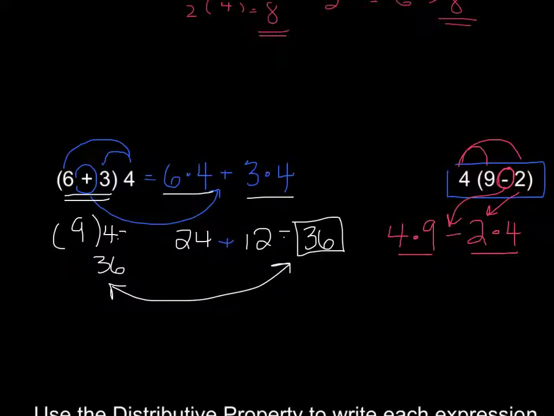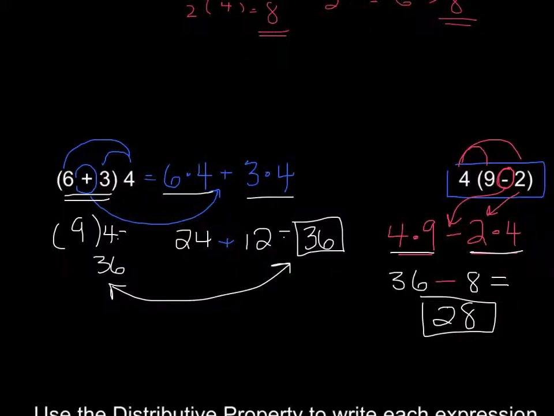Okay, so here we have 4 times 9, that is 36, minus 2 times 4, which is 8, so our answer is going to be 28. We can check our work here. We can say 9 minus 2 is 7, and 4 times 7 equals 28. So there we go. We have equivalent answers for equivalent expressions.